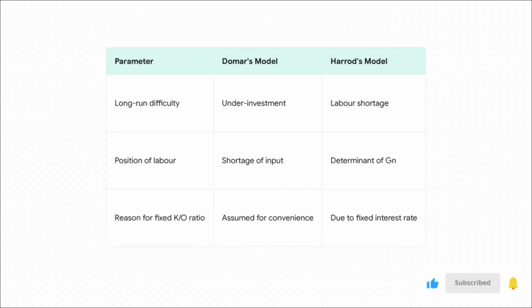But what about the differences? This table right here is gold for a comparison question. It lays out the key distinctions perfectly. For example, Domar's big fear in the long run was underinvestment, but Harrod was more worried about a labor shortage hitting that natural growth ceiling. This is exactly the kind of detail that will make your answer stand out.